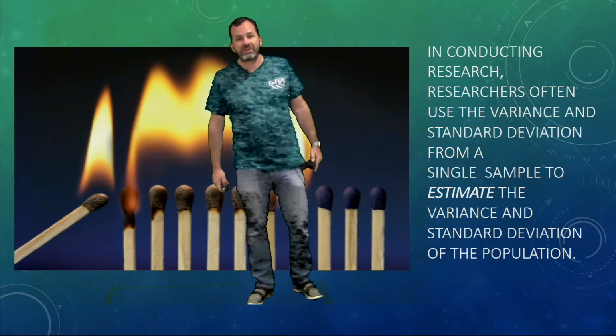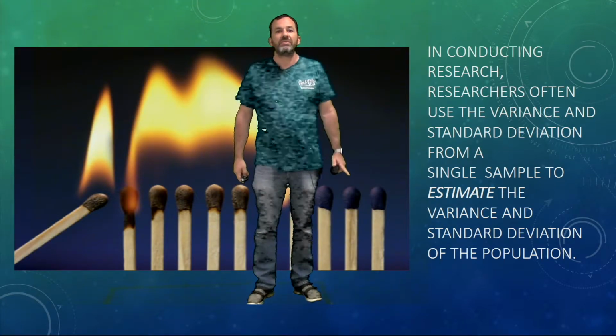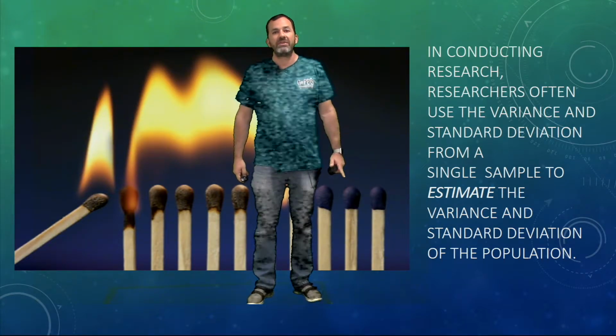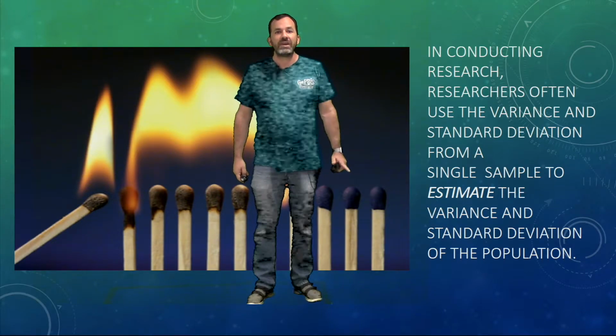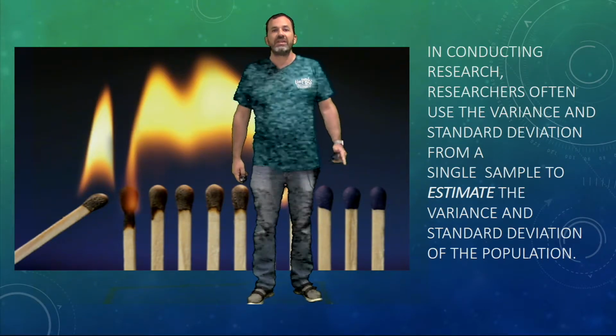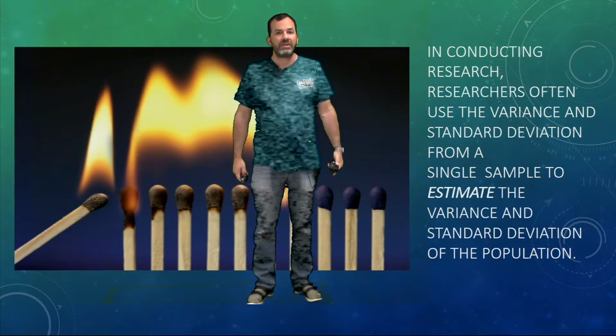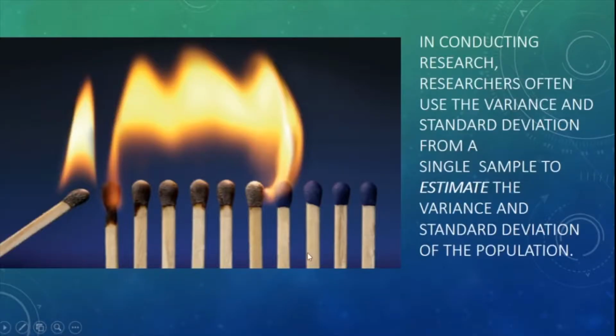In conducting research, researchers often use the variance and standard deviation from a single sample to estimate the variance and standard deviation of the population. In this picture, I have my match that is lit, and my lit match is going to be my single sample that's going to estimate. By looking at these other matches, I can assume that since this is lit and each of these is being lit, they will all be lit.